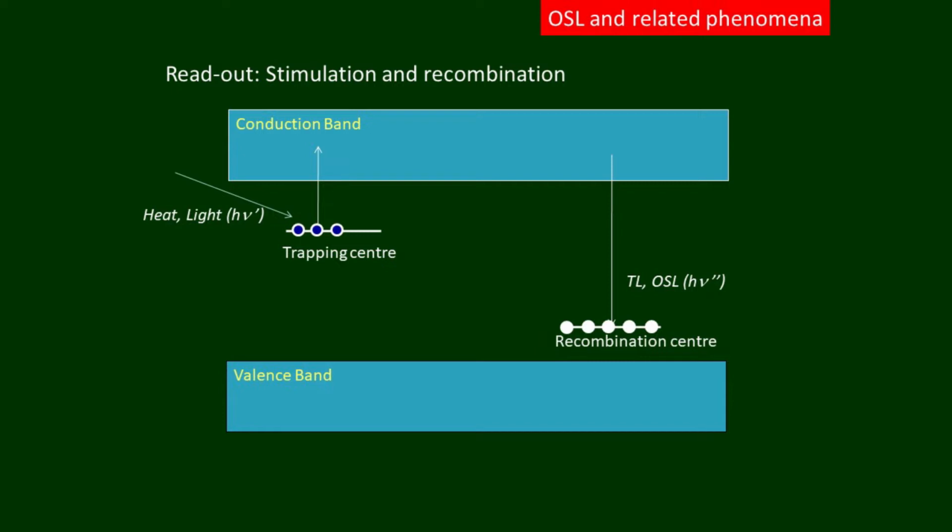Now we give energy, either in heat or light. This thermal energy or optical energy will detrap the electron from the trap, and it goes to the conduction band. Upon coming back to the valence band, it may encounter a recombination center. Recombination center is nothing but a hole center. That's the absence of an electron, that is in need of an electron. Once it comes by that way, it attracts and recombines. Upon recombination, luminescence will come out.